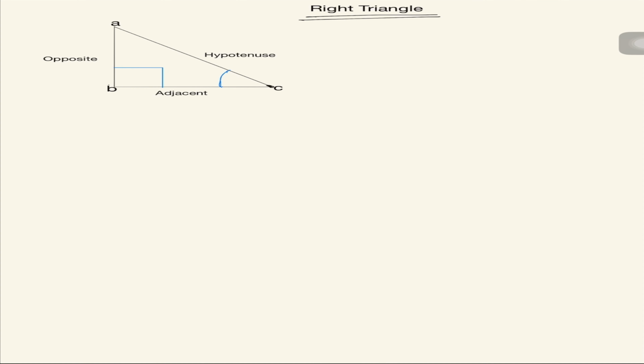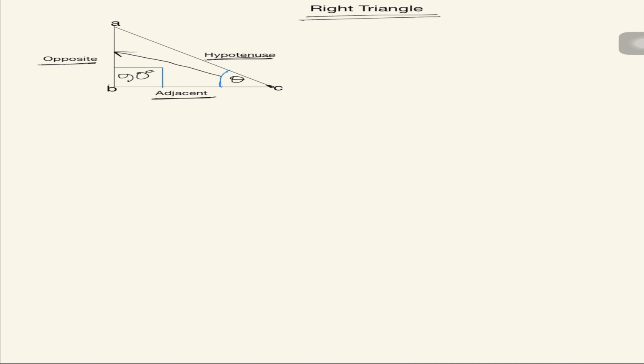When one of the angles of a triangle is 90 degrees, it's called a right triangle. The side opposite the 90 degree angle is called the hypotenuse. Then let's say we assume there is an angle theta. The side opposite this angle theta is called the opposite, and the other side of the triangle is called the adjacent.